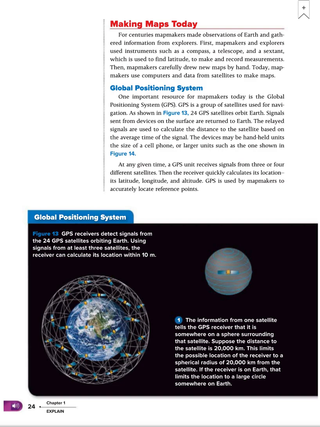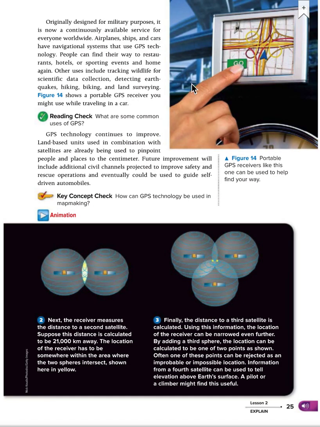At any given time, a GPS unit receives signals from 3 or 4 different satellites, and then the receiver quickly calculates its location, its latitude, longitude, and altitude. And GPS is used by map makers to accurately locate reference points. So here's a larger GPS unit, which is like a portable one that you can put in your car. Like some of the newer cars have a screen already built in where you can see the navigation on it. That's what it's talking about here.